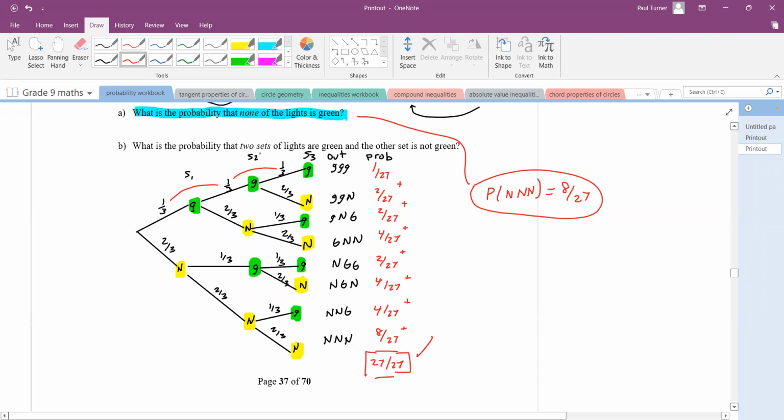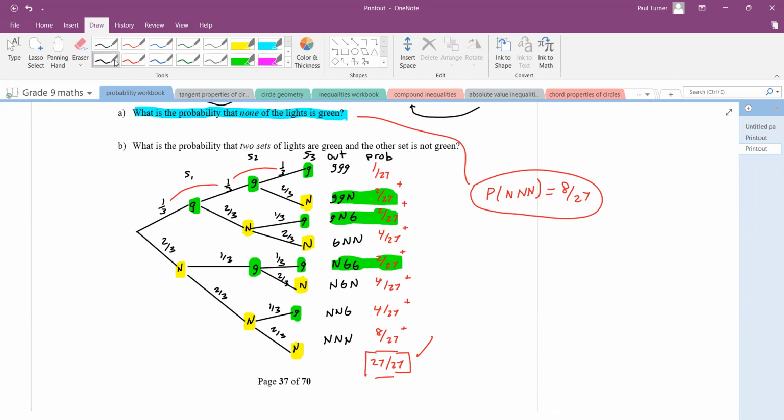What is the probability that two sets of lights are green and the other is not green? So now we're looking for two sets of lights being green. This one, two green, that's this one. Two green is this one. And that looks like it. So that's going to give us 6 out of 27.